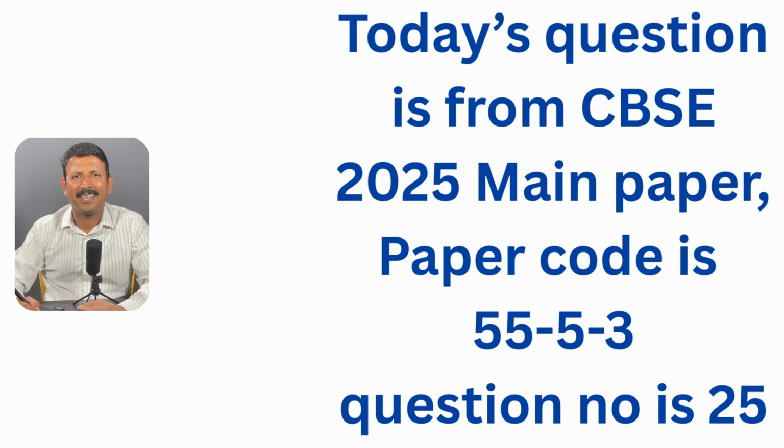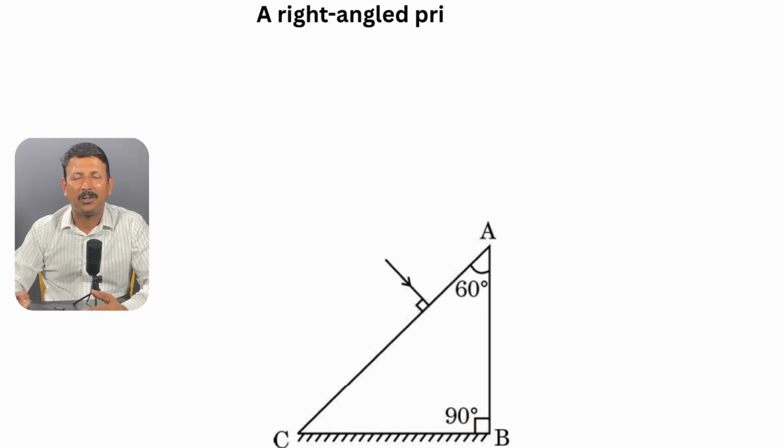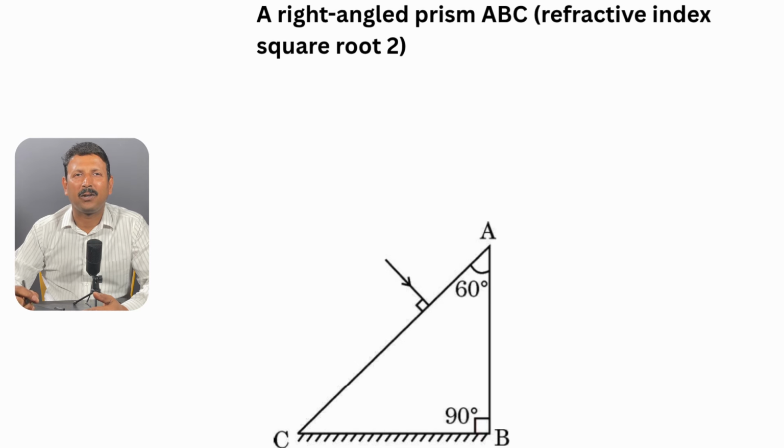Hi students, today we are going to discuss one more question from the CBSE 2025 question paper, code number 5553, question number 25. Every year there are 6 to 7 paper codes, and each code has 3 sets. It is difficult to solve everything, you need time to solve everything. So here is the question.